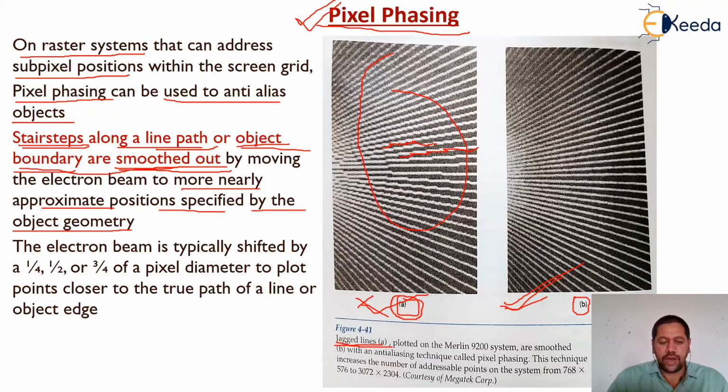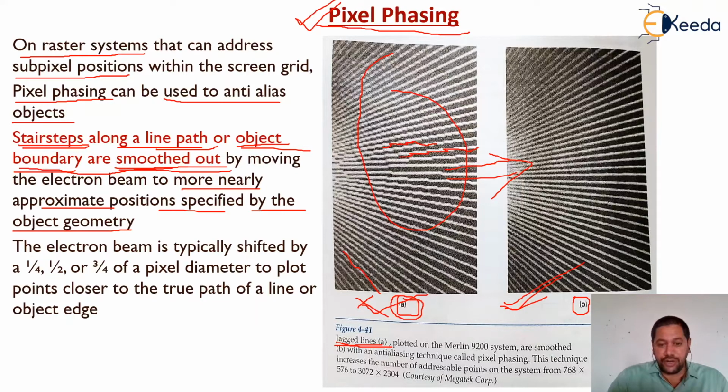I hope all of you are clear on what the change is. This is the original, and this is after applying pixel phasing. I find all these lines are smooth. If I consider this particular line, there were many jagged lines and staircase effects, and maximum of them are removed here. So this is the explanation of the diagram.